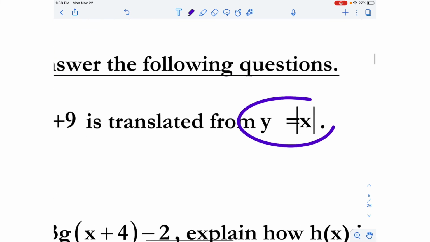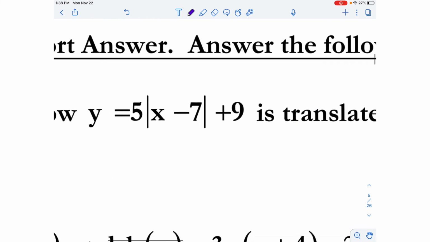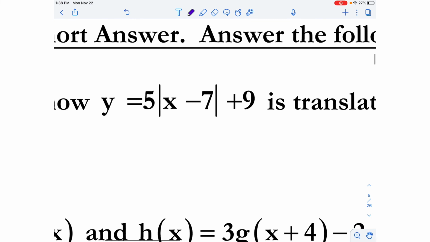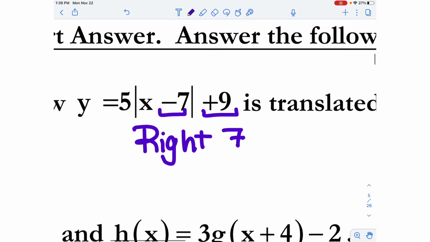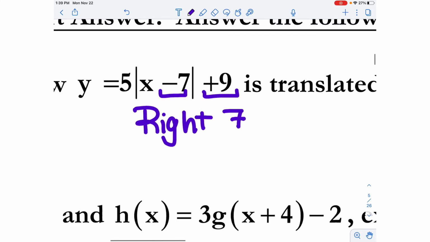So this is our parent function, absolute value, and as you have learned, there are a few things going on. We have some horizontal and vertical shifts. So this function has moved to the right 7. Inside, we go left or right, and it's the opposite of the sign. So if it's a minus 7, that moves right. This is also moved up 9. So outside moves the function up or down, and you don't have to do the opposite thing like you do when the number's inside the function.